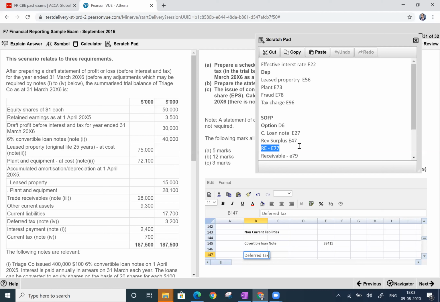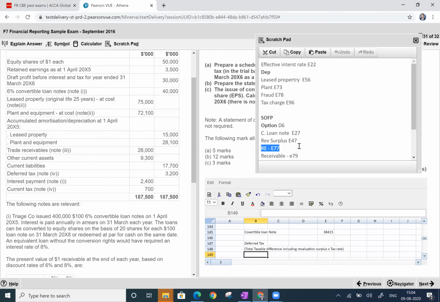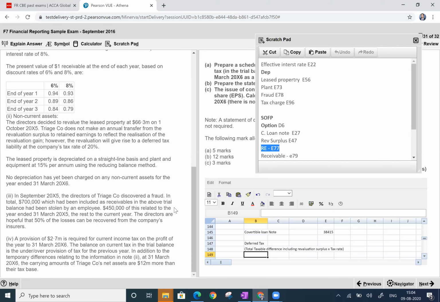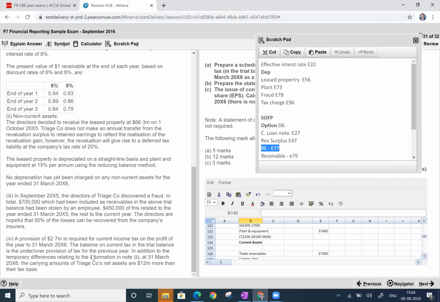What will you show in deferred tax? The total taxable difference, including revaluation surplus, multiplied by tax rate. We have already covered such questions in income tax class. So what is the total taxable difference? One, read the adjustment number 4. In addition to the temporary difference relating to information in note 2. What is information in note 2? Information in note 2 says that there is a revaluation surplus. How much is your revaluation surplus?